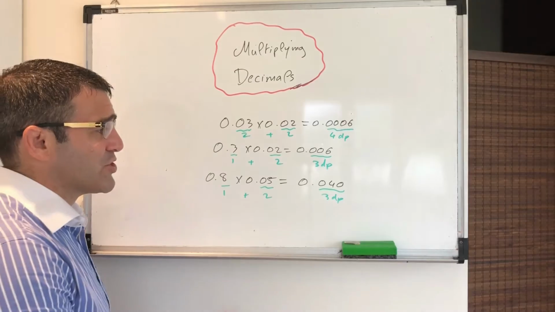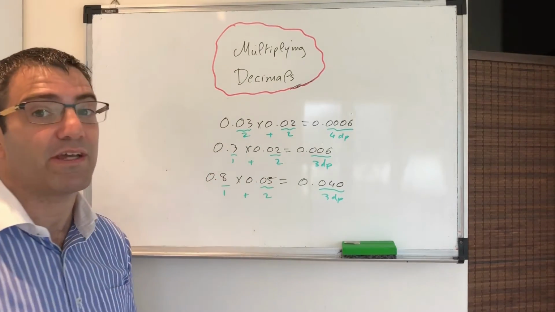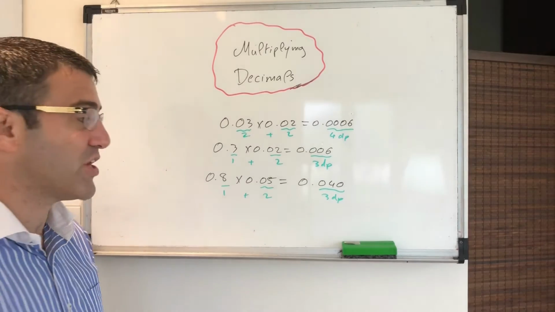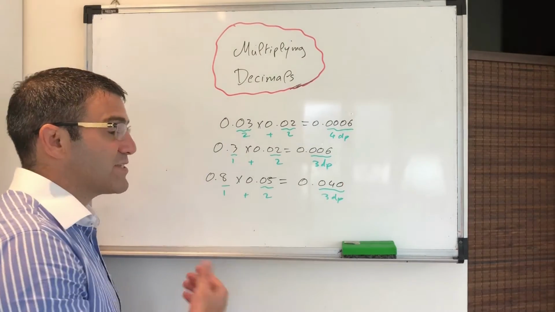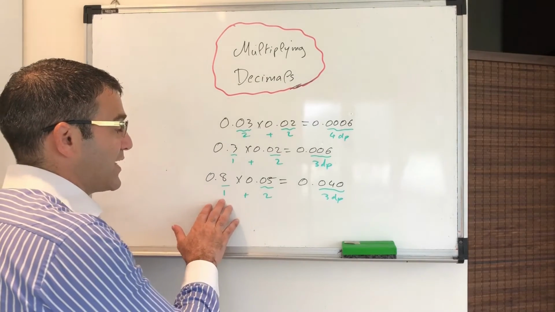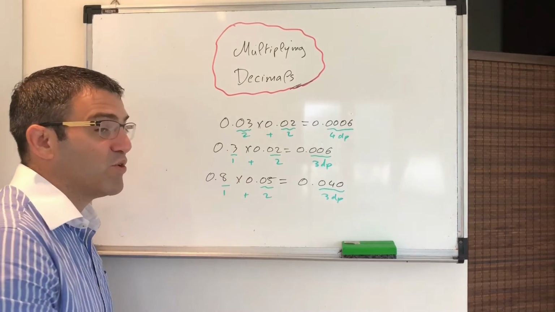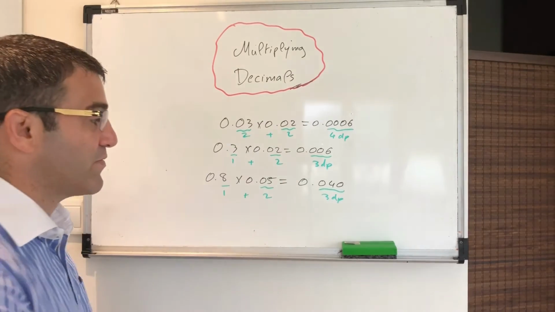Now, some questions can be a little bit awkward, like, for example, 8 times 5 is 40. So because 8 times 5 is generating a 0 at the end, you need to be a little bit careful and treat it exactly the same way. You say that 0.8 has 1 decimal point, 0.05 has 2 decimal points. What is 8 times 5? 8 times 5 is 40.